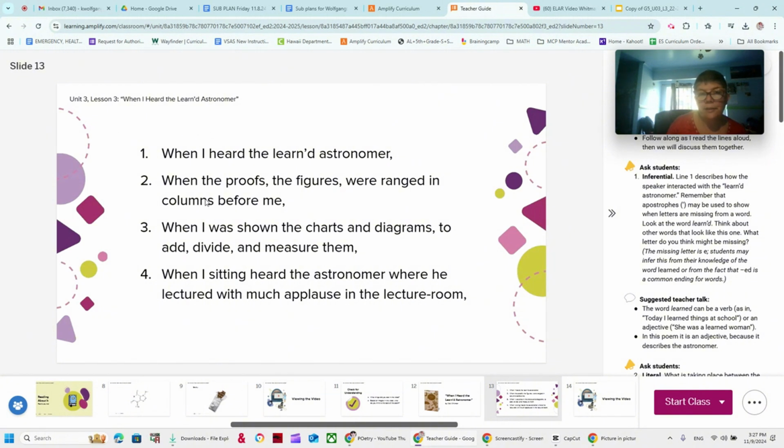When I heard the learned astronomer, when the proofs, figures were arranged in columns before me, when I was shown the charts and diagrams to add, divide, and measure them, when I, sitting, heard the astronomer where he lectured with much applause in the lecture room.